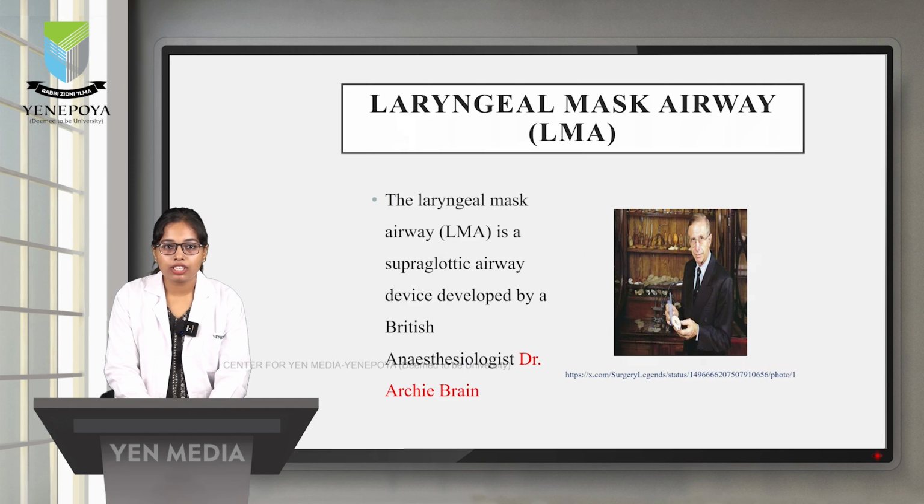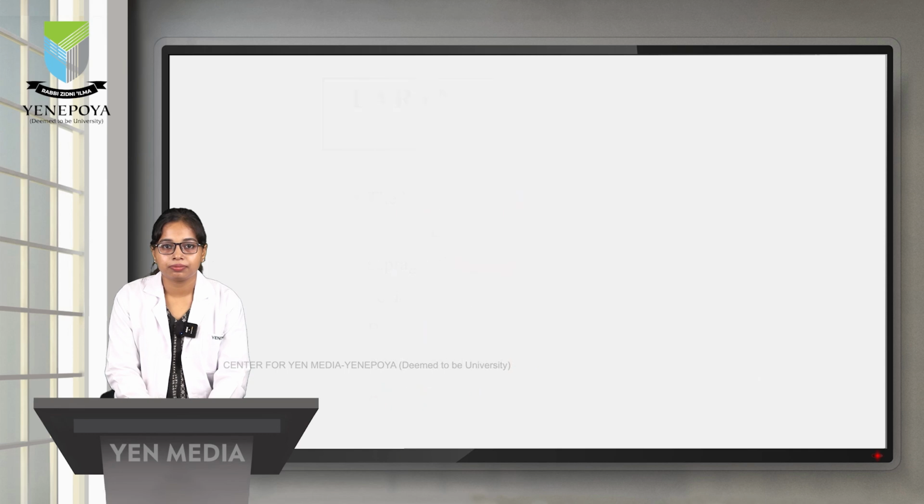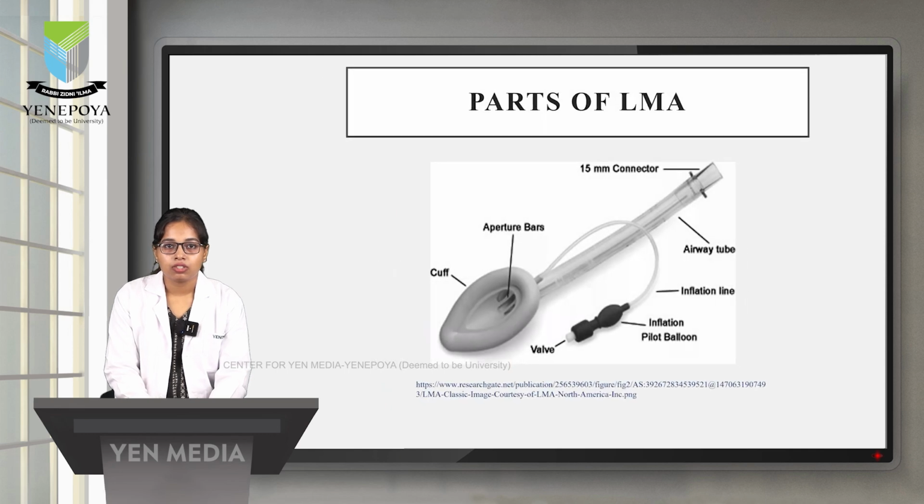The laryngeal mask airway is a supraglottic airway device developed by British anesthesiologist Dr. Archie Brain. These are the parts of the LMA: cuff, aperture bars, connector, airway tube, inflation line, inflation pilot balloon and the valve.